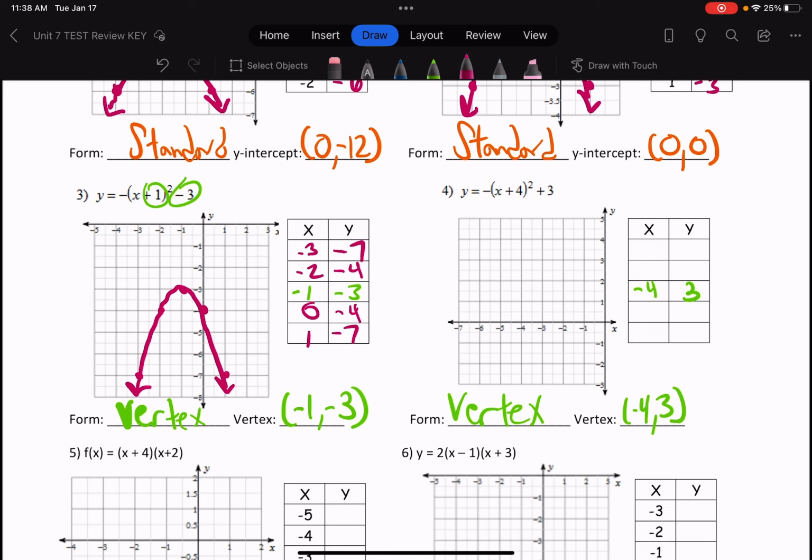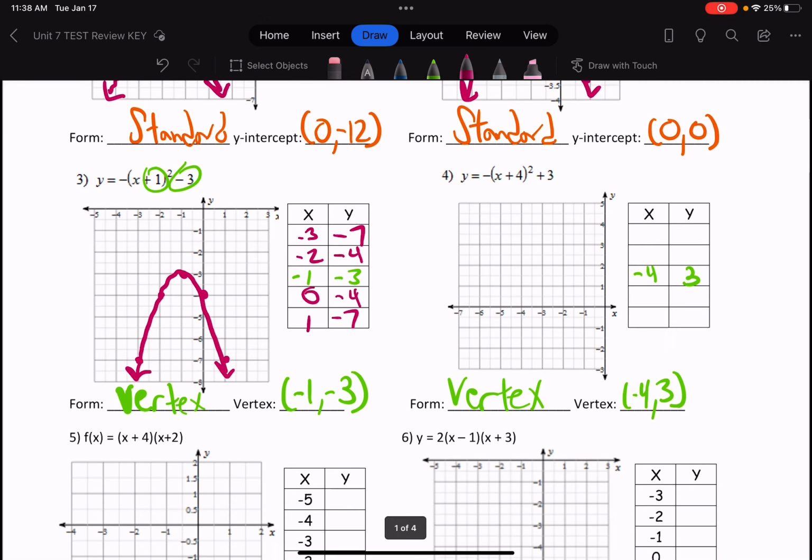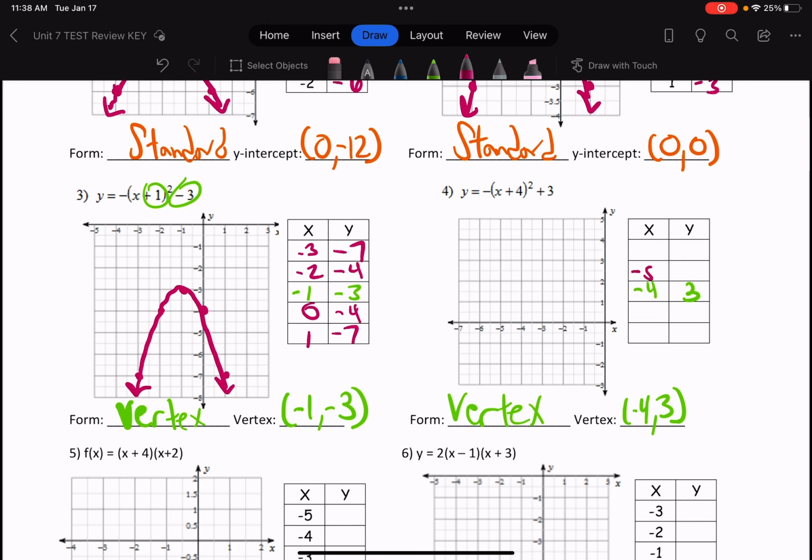Now let's move on to problem 4. I know that my vertex is at -4, 3. So I could keep going a little bit more negative, -5, -6 for my x values, or come a little bit more positive, so -3 and -2 for those x values. For my function, I'm going to enter in negative, open parentheses, x plus 4, close parentheses squared, plus 3.